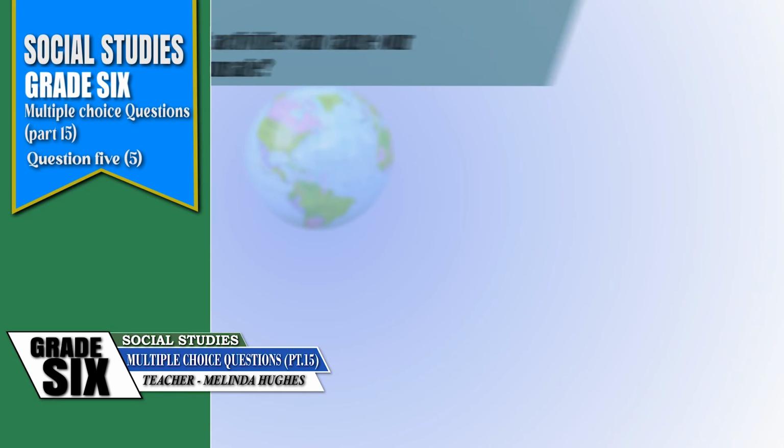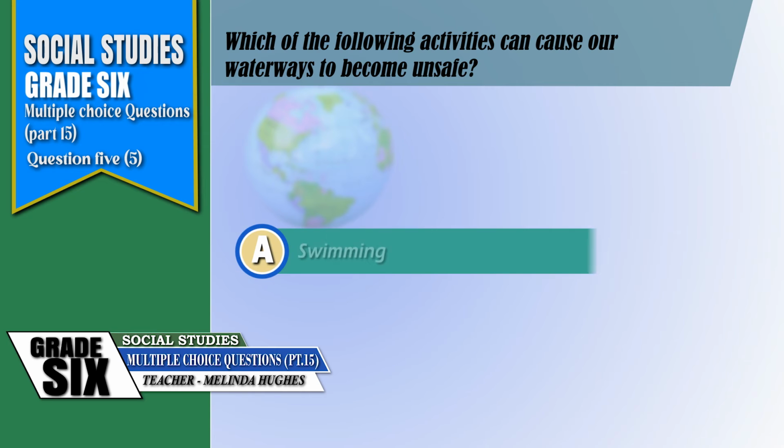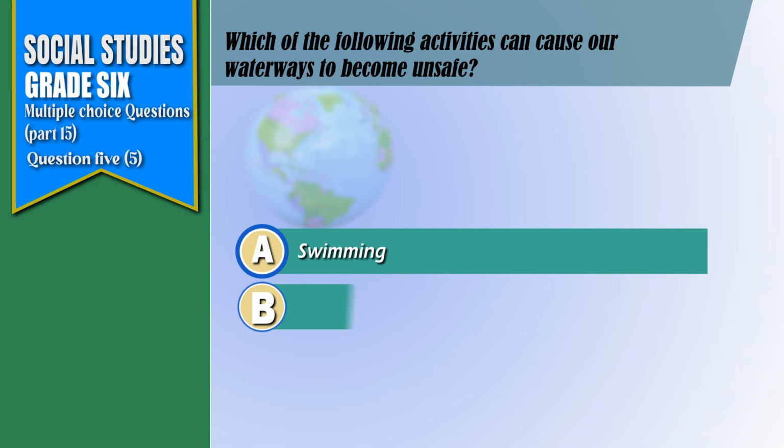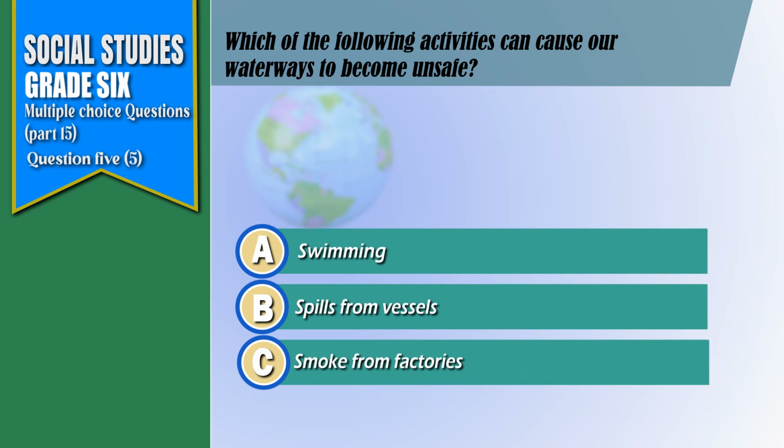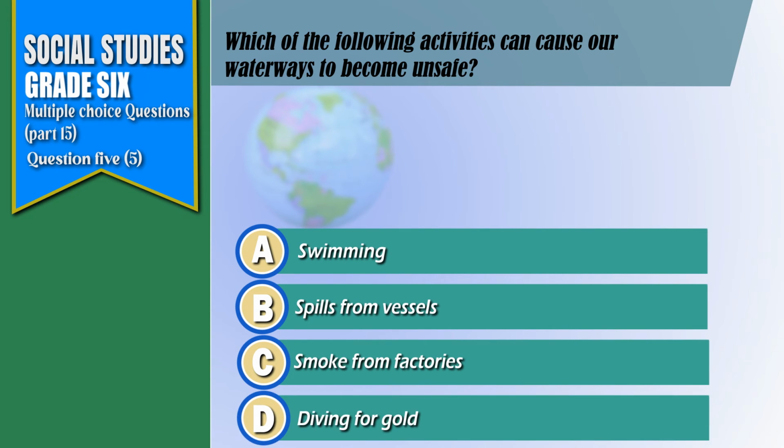Which of the following activities can cause our waterways to become unsafe? A, swimming, B, spills from vessels, C, smoke from factories, or D, diving for gold. The answer for question 5 is B, spills from vessels.